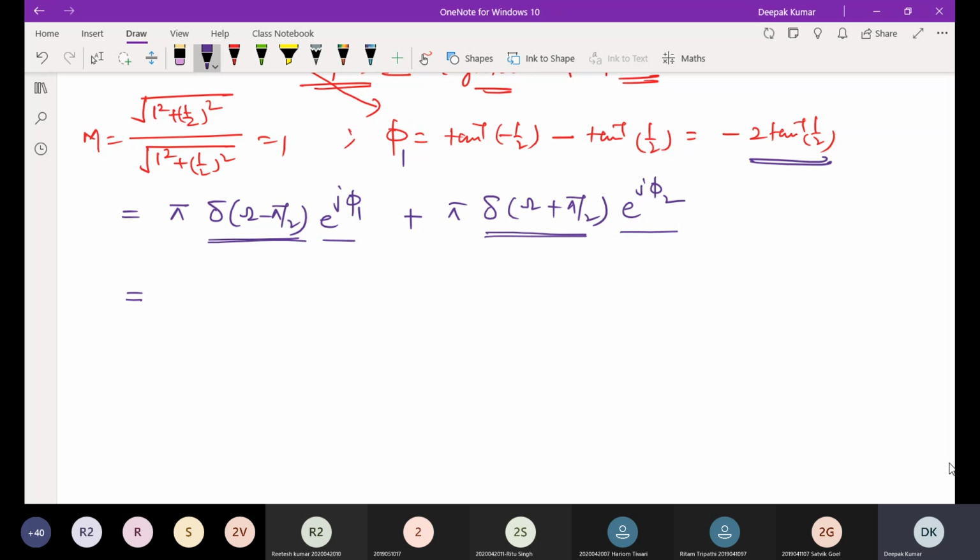If you simplify further, or directly represent this term in the discrete time domain, the inverse Fourier transform of this delta function pi e to the power j phi 1 and this delta function, inverse Fourier transform of this part, what will that be? What will be the Fourier transform of the delta function? e to the power something, e to the power j pi by 2.